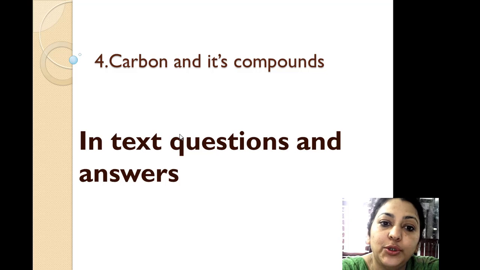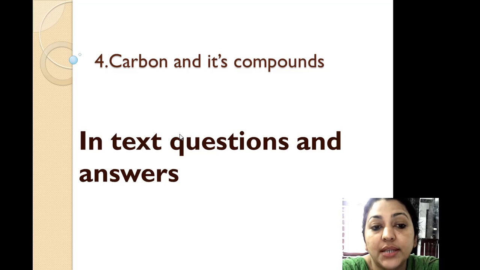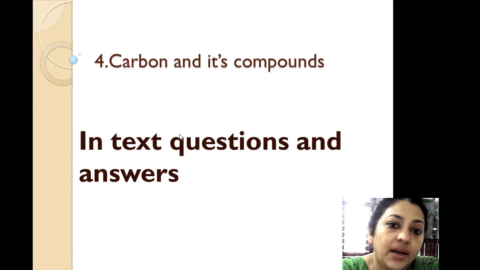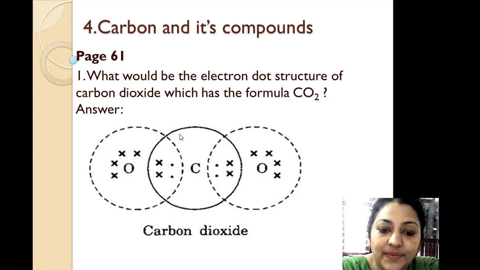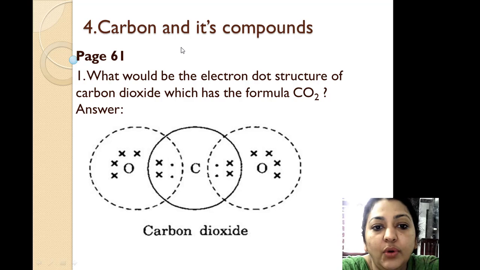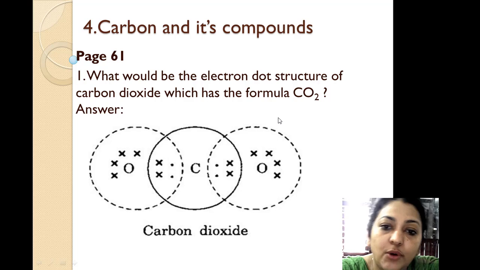Today we are going to discuss some in-text questions and answers from the chapter Carbon and its Compounds. Let's move to the first question. Here is the question, it is from page number 61. Question number 1: what would be the electron dot structure of carbon dioxide, which has the formula CO2?